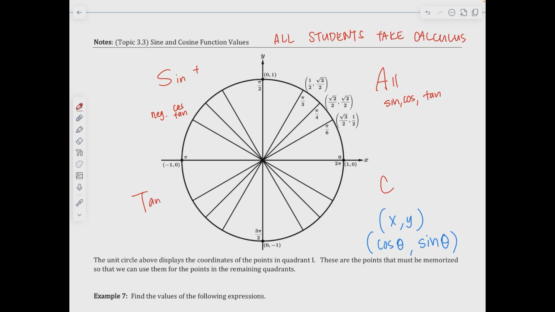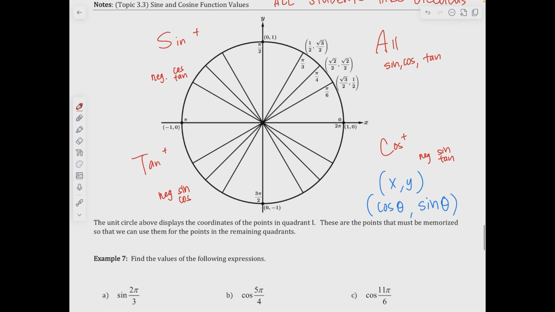Okay? In quadrant number 3, only tangent will be positive. So my negative values are going to be sine and cosine. And in quadrant number 4, cosine is positive. So that means that my negatives are going to be sine and tangent. So if you know that you're trying to find something in that quadrant, you know what your answer should be as far as positive or negative goes.